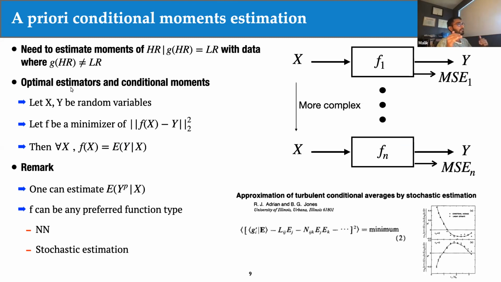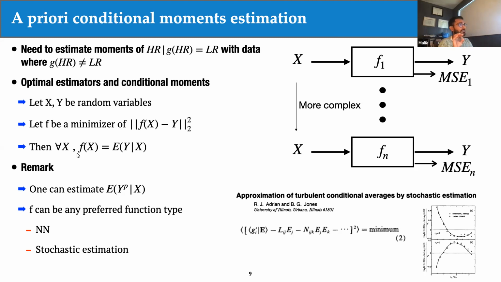So if you think of two random variables, x and y, let's say they are 1D for now, and you find a function f that minimizes the L2 norm of f of x minus y, that function is nothing else than the conditional estimator of y given x, which is the conditional moment of y given x. You can play the same game and construct an estimator for y to the power p given x. So now you have higher order moments of y. And the problem here is to find that function f.